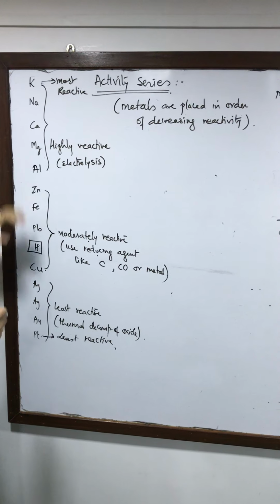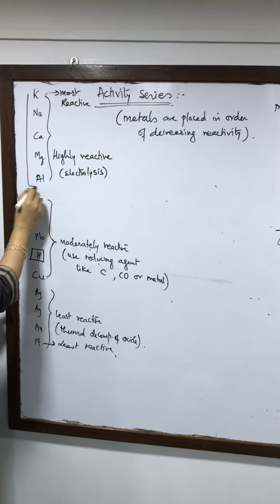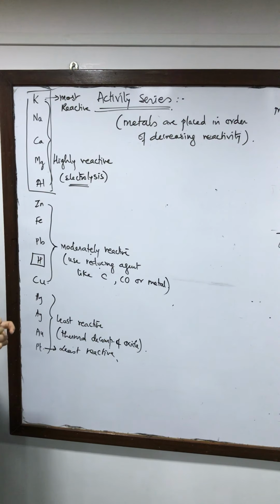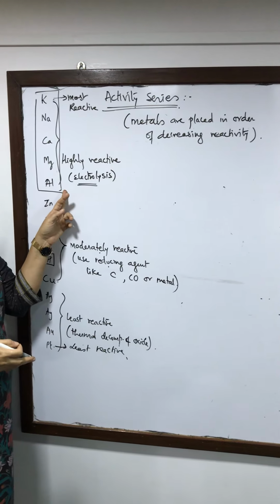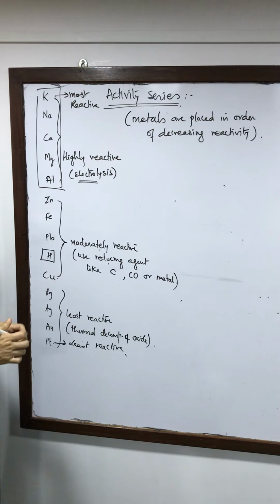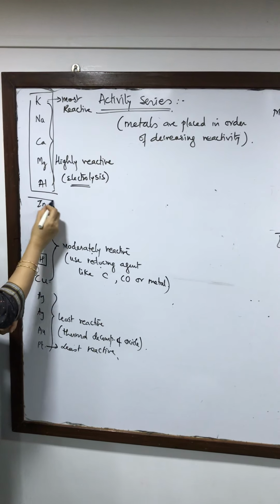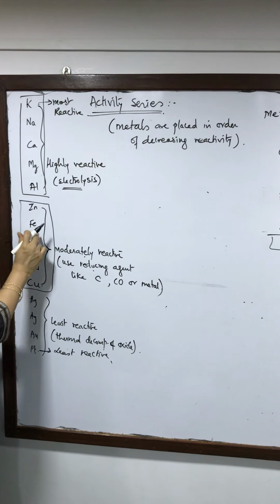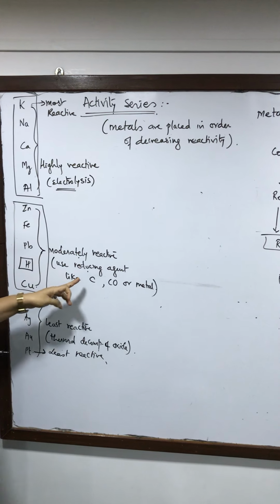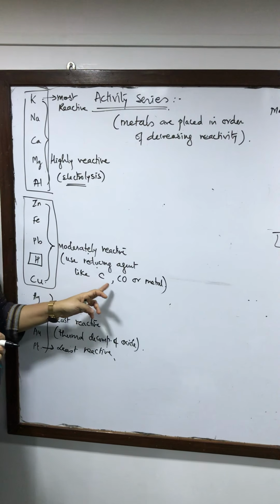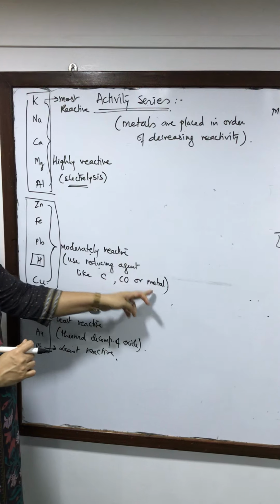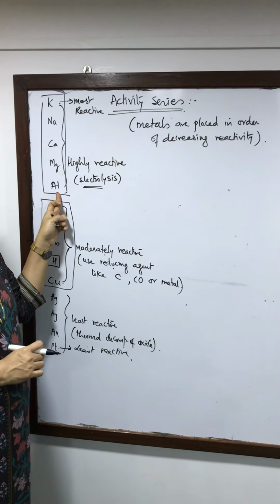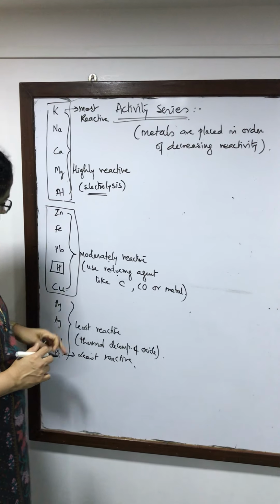Now these metals which are placed high up in the activity series can be extracted by electrolysis only, because their oxides are very stable, they will not combine with reducing agents. Those elements which are in the middle of the activity series are moderately reactive, and to extract them from their ores we can use reducing agents like coke, carbon monoxide, or active metals like aluminium. If aluminium is used, then it is called aluminothermy.